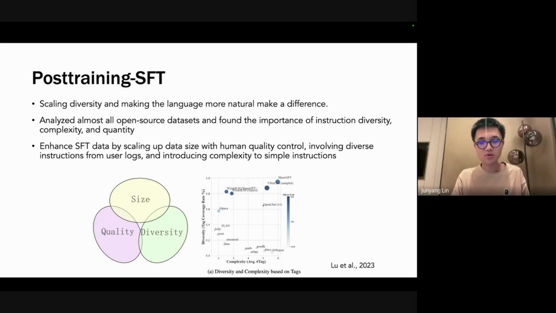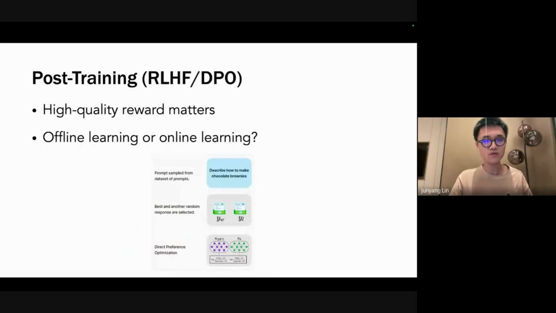So we automatically let the large language model put tags onto the prompts. If a prompt has more tags, it is more complex, so it might be a good one. But finally, you need human quality control. You need a lot of human annotators to do a lot of complex work. So for SFT, it is data engineering where you just need to invest your efforts.